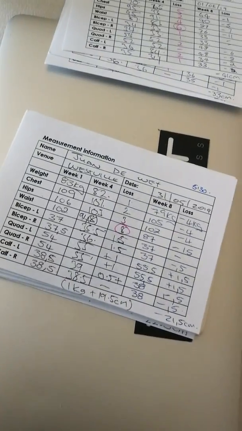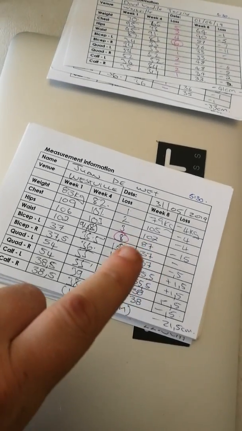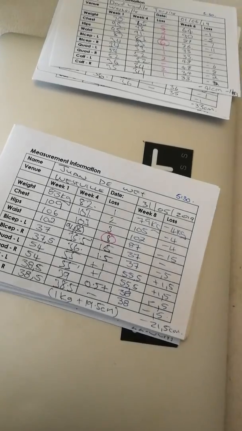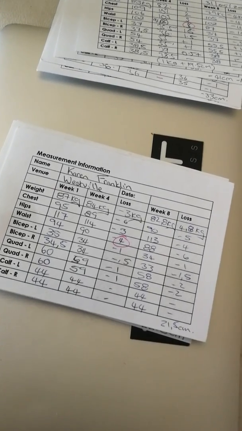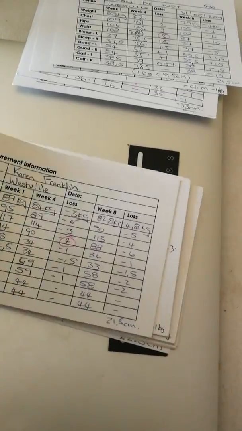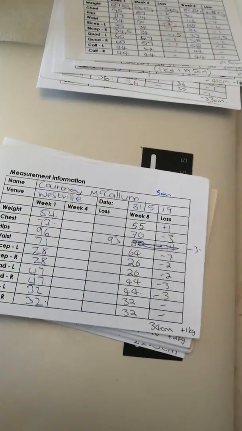Jean, incredible, incredible results. He actually looks like a completely different person. 4 kgs, 15 centimeters around his waist. Unbelievable. Well done, brother. Super proud of you. Then we got Karen, lost 4.8 kgs, 6 centimeters around her waist, a total of 21 centimeters. There's so many results, but these are just a few.